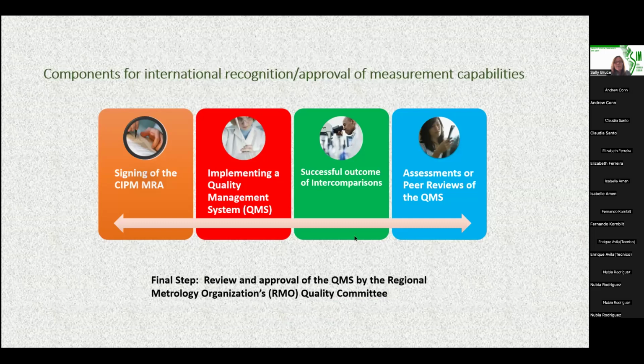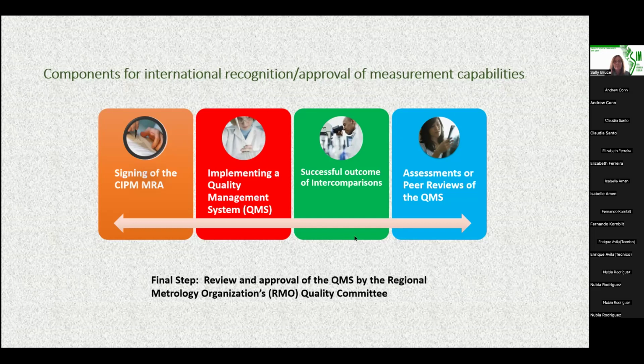How does one obtain this international recognition and approval of the measurement capabilities? The first step is the signing of the MRA. Implementation of the quality management system would likely come very quickly, either before or after that signing. Then comes successful participation and outcome of intercomparisons, and undergoing assessments or peer reviews of the quality management system. The final step is the review and approval of the quality management system by the regional metrology organizations' quality committees. Those regions that I showed you before on the globe map represent the regional metrology organizations, and each of them has a quality committee or quality task force, very similar to what we do in SIM.